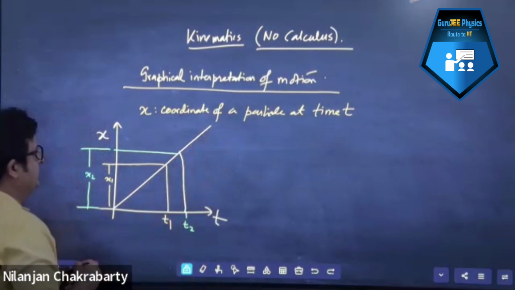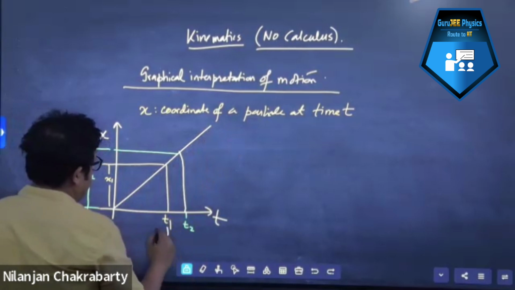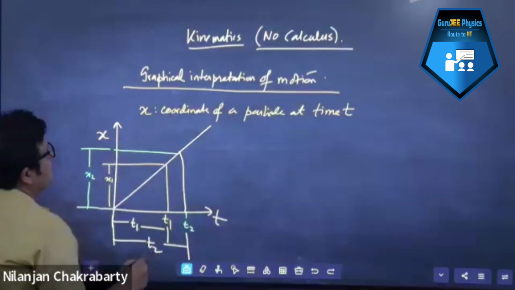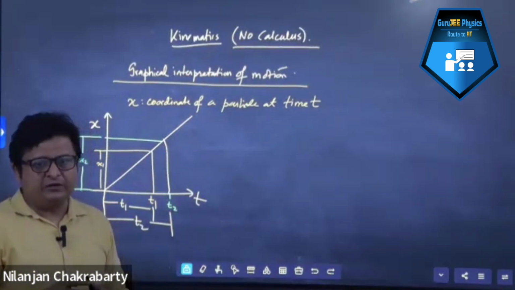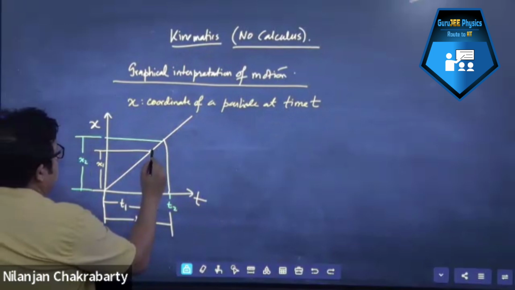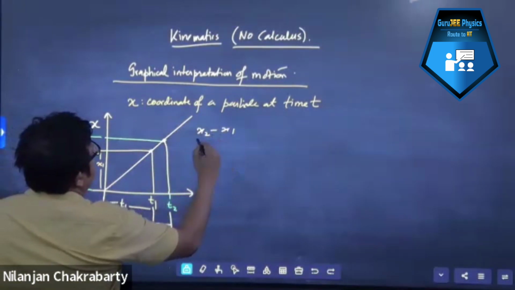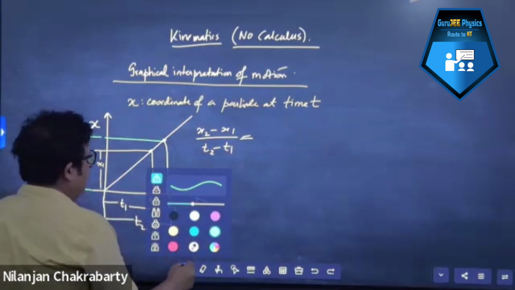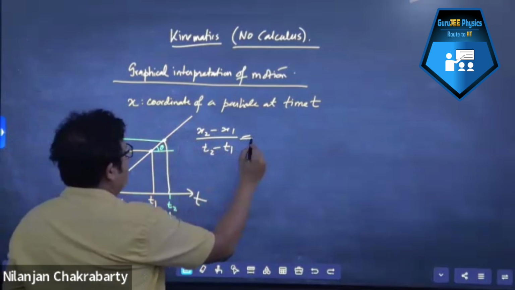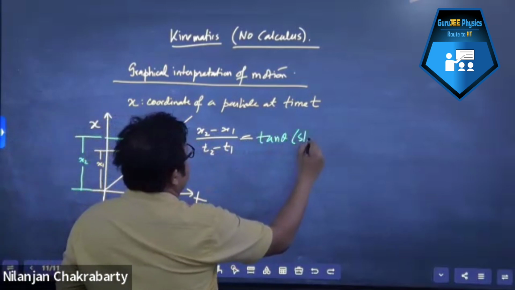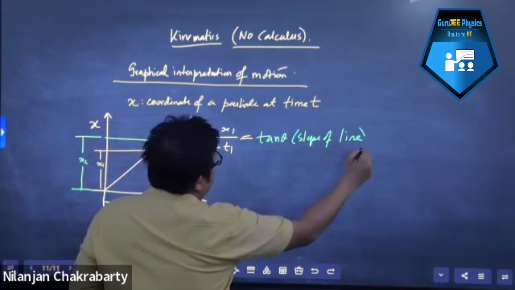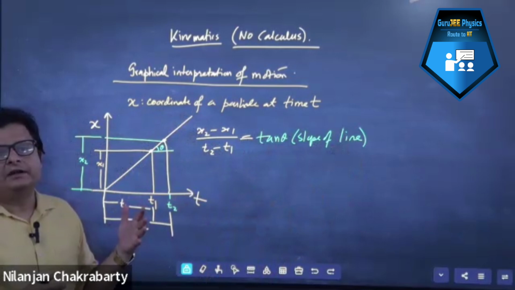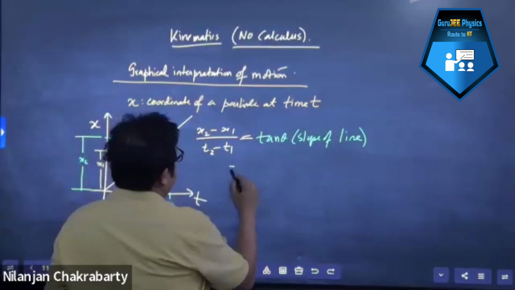X is the coordinate of a particle. So how much is this? T1, and how much is this? T2. Now, what is this actually? X2 minus X1 by T2 minus T1. What is that? Yes, that is the slope, the class 9 formula, slope of the line. But this change in the coordinate by change in time, what is that? Velocity.